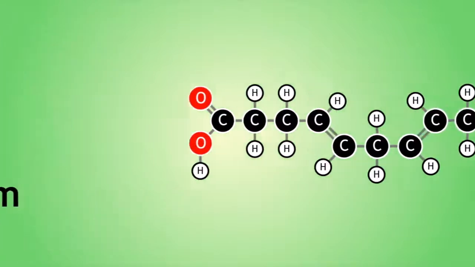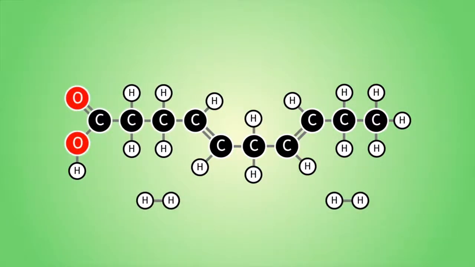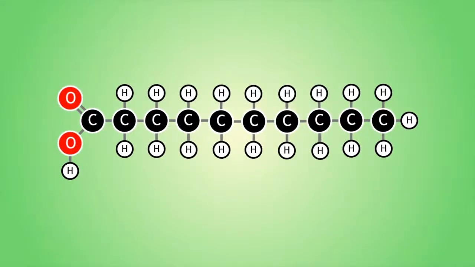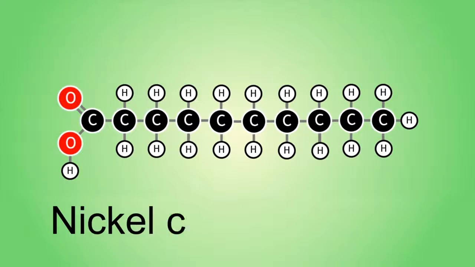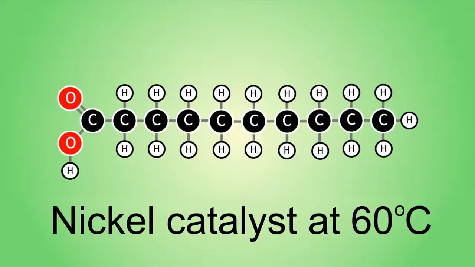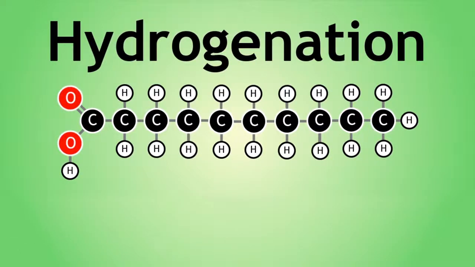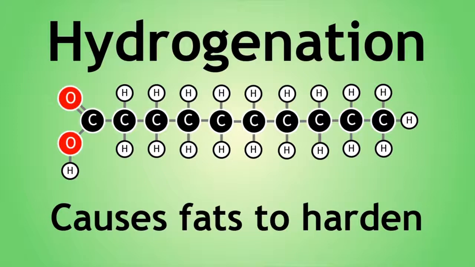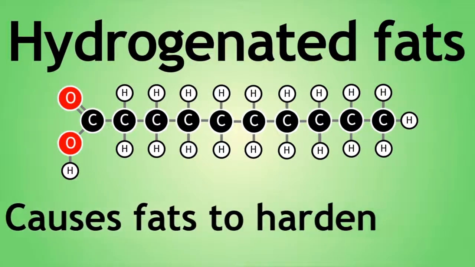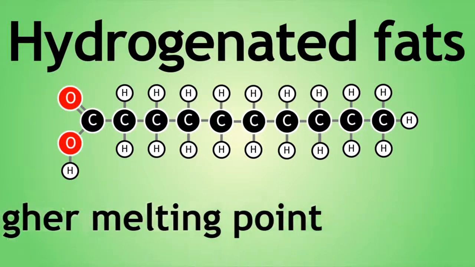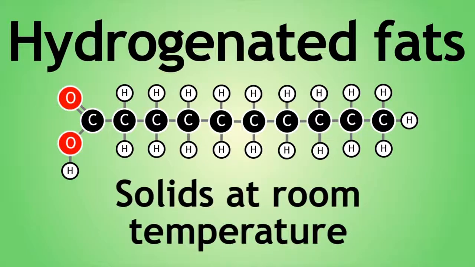We can hydrogenate, or add hydrogens to, carbon-carbon double bonds by passing hydrogen gas over these molecules in the presence of a catalyst at 60 degrees Celsius. This is, and you got it, a hydrogenation reaction. When these fats are hydrogenated, they are hardened. Hydrogenated fats have a higher melting point, and as a result, are usually solids at room temperature.